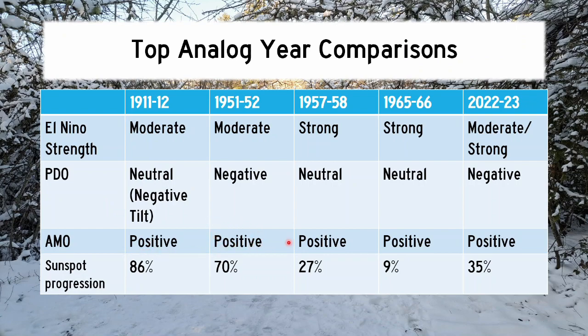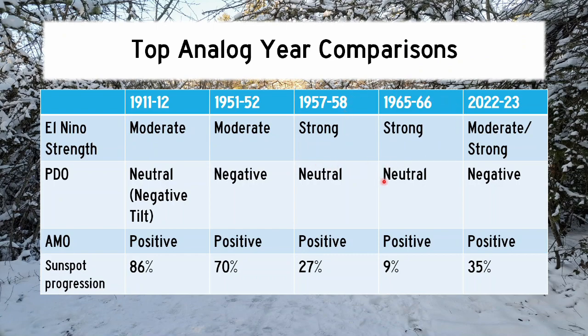AMO was in the positive phase for 1951 to 52. In 1911 and 1912, it was briefly in the positive phase. However, that time period was majority negative, so take this one with a grain of salt. Sunspot progression, 1911 and 1912 actually favored a La Nina with that solar sunspot progression, but the rest of these favored an El Nino. Oh, and the other analog years had a strong El Nino.